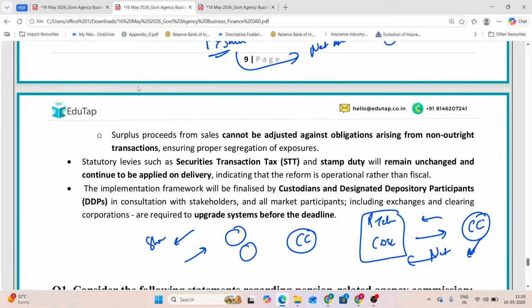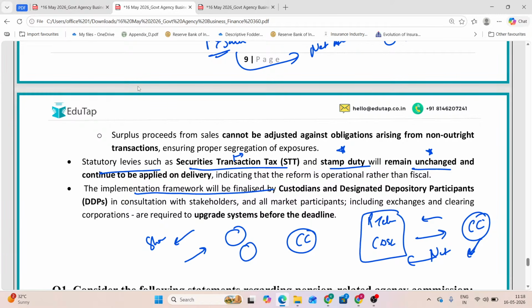Now, the statutory levies such as securities transaction tax and stamp duty will remain unchanged. So securities transaction tax, whenever you are transacting in the securities, you have to pay this tax, that will be applicable, and the stamp duty will remain unchanged because whatever transactions you are undertaking, for that you have to pay the tax and the stamp duty. Nothing has been changed here.